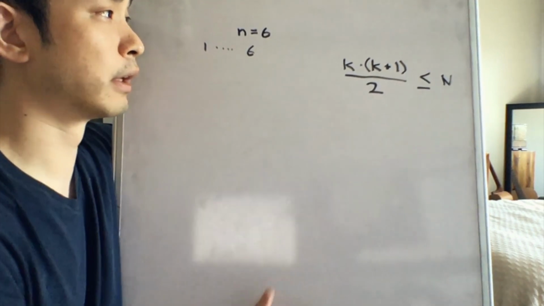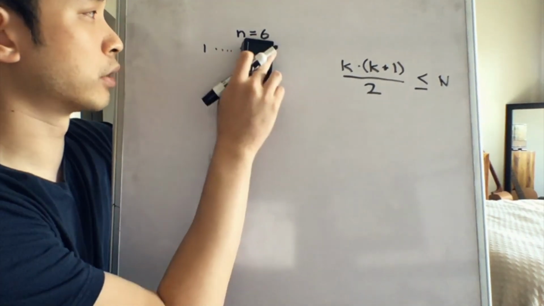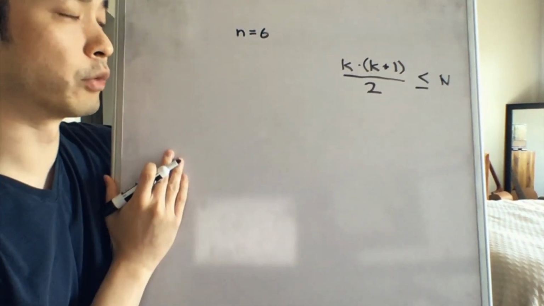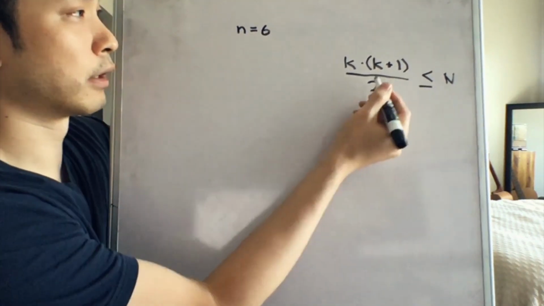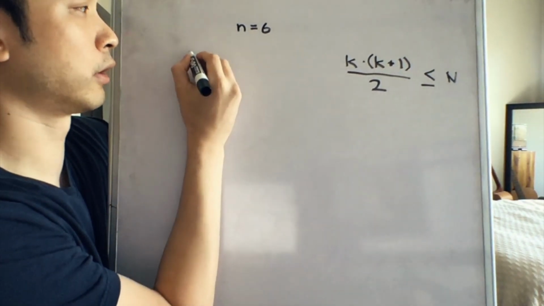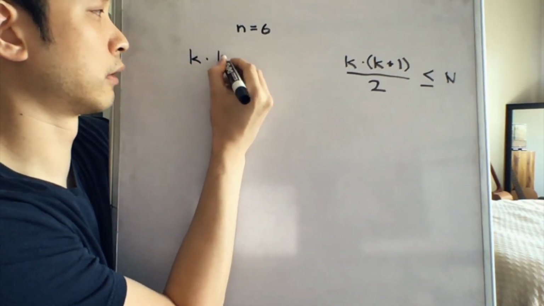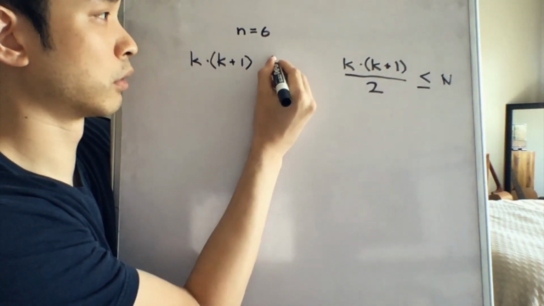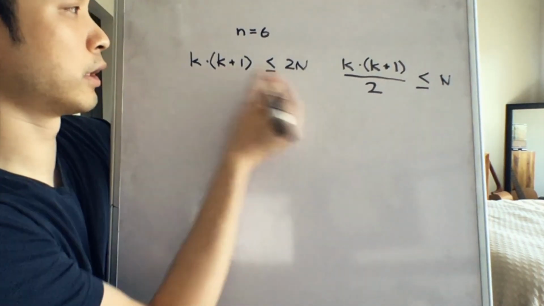Now, there is one more thing I should mention, and this one I find unrealistic for someone to figure out, but regardless, I should mention it. This equation could be simplified into a quadratic formula. So it could look something like k times k plus 1 greater than or equal to 2n.